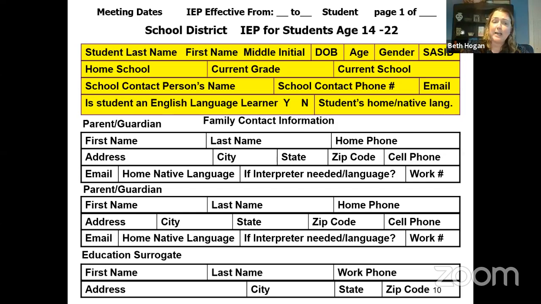For your contact person, that's going to be your case manager, and you're going to have that person's contact phone number and email. Is your student an English language learner? Yes or no? And your student's home or native language, which is very important to know. And we're going to get into the parents' native language and why that's important in this process.